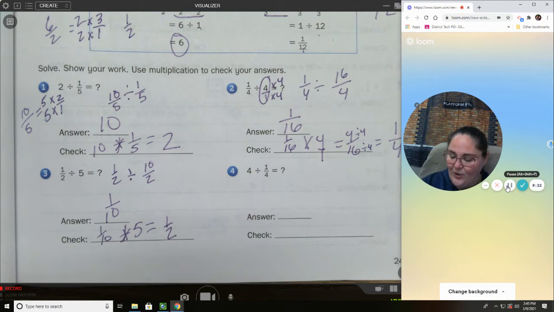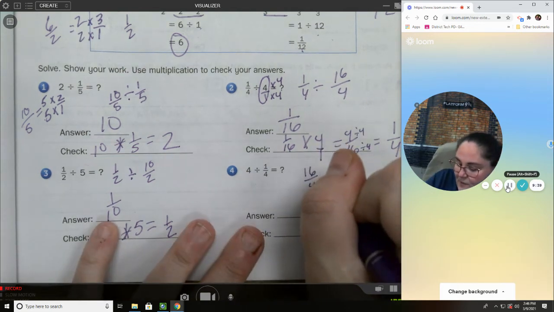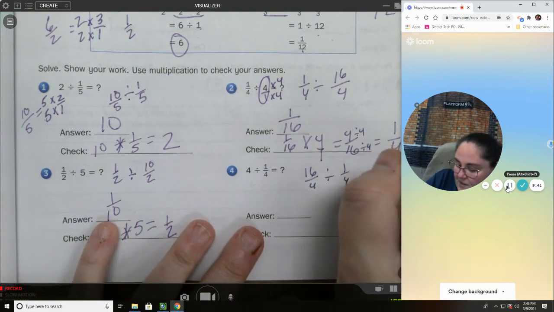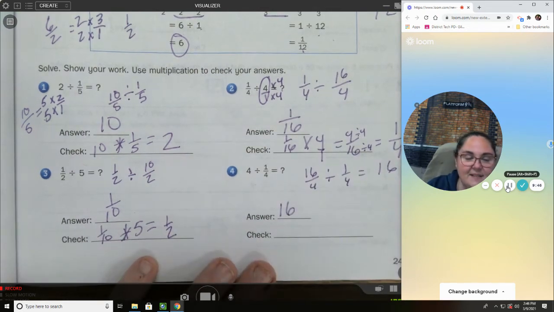All right, here you go. This time you're going to do this one all on your own. I want you to find your common denominator. Find your answer. What is 4 divided by 1/4? What's your final answer? So 16/4 divided by 1/4 equals 16. Your answer should have been 16.